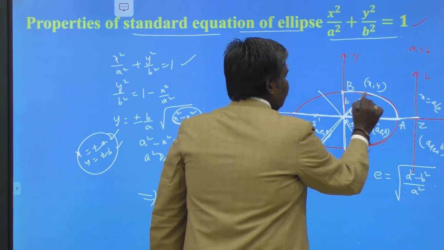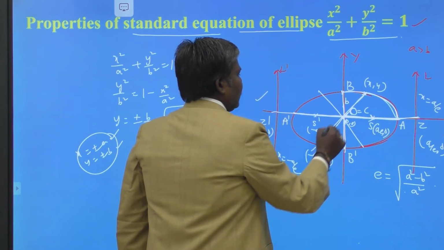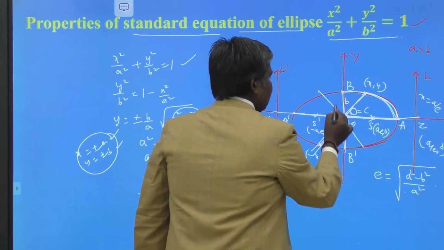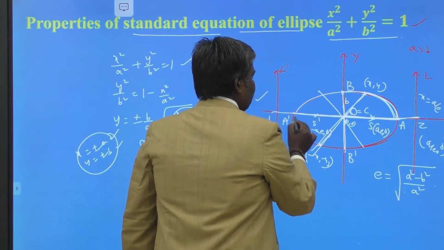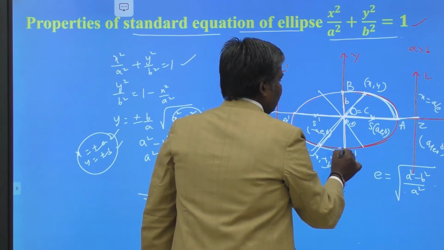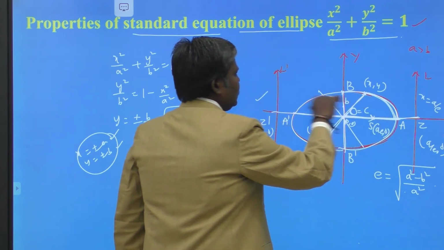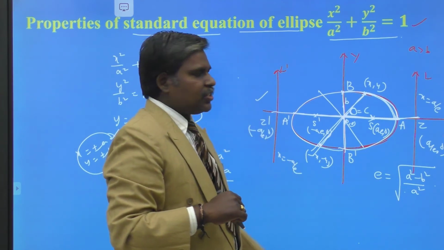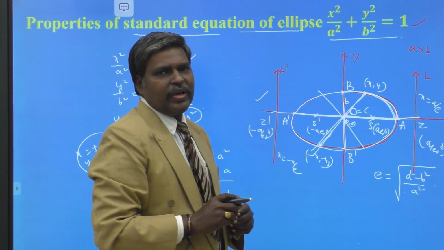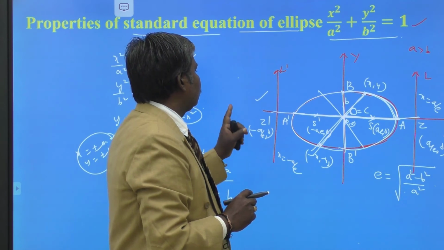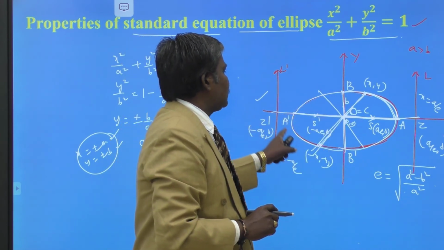And again, the curve is symmetric about both x and y axis. So it is like that. Automatically, we have the curve in this manner. That is why we have the ellipse in this manner. X square by a square plus y square by b square is equal to 1. The shape of the ellipse is in this manner.